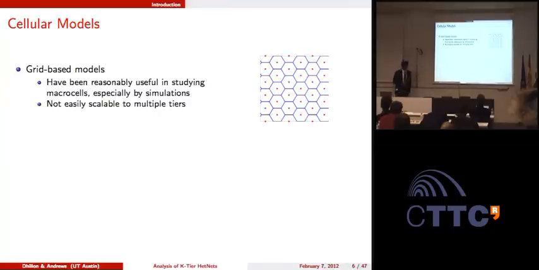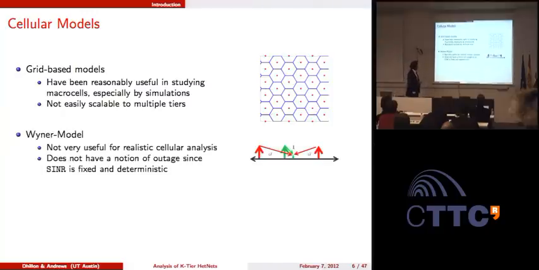It has been reasonably successful in giving insights into macrocells, especially by simulations. But if you think deeply, it is not scalable to multiple tiers. Would you make another grid for femtocells? Would you make another grid for picocells? So it is clearly not scalable in its current form.